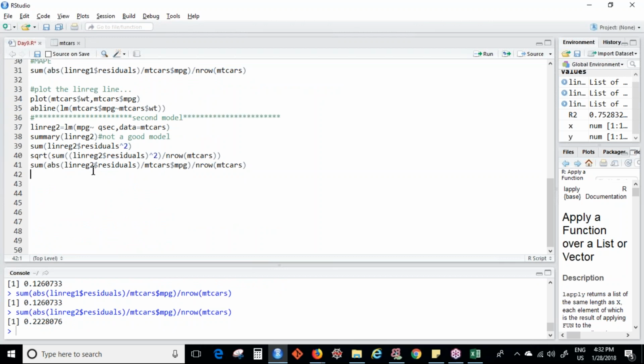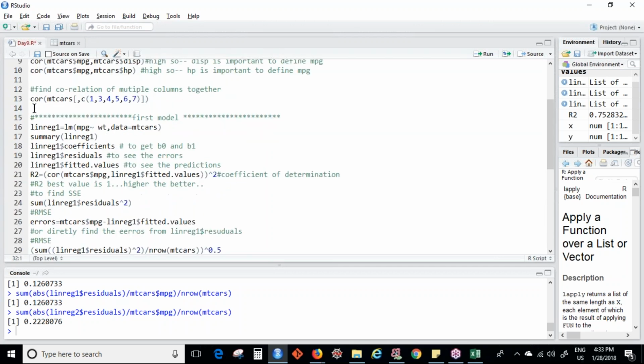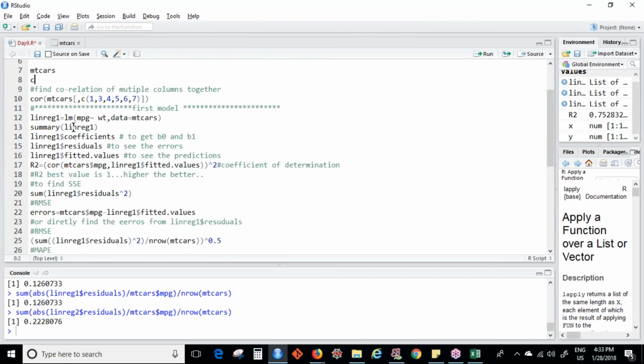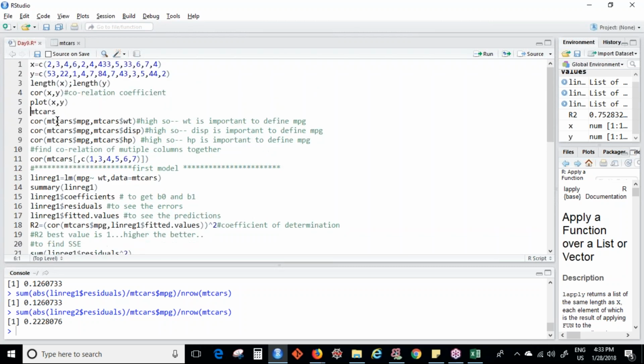So all the parameters are telling me the same thing, basically, that my first model is better than my second model. Okay guys, so this is how you create your models in linear regression. Any doubts so far, tell me.